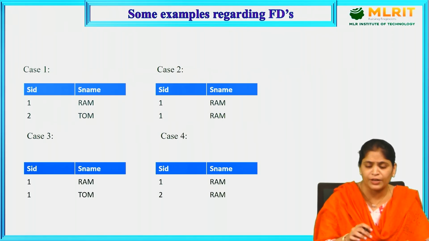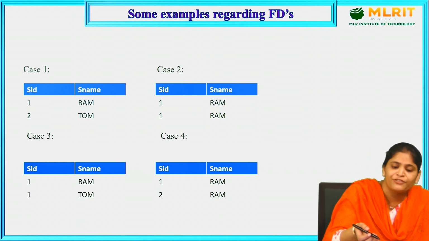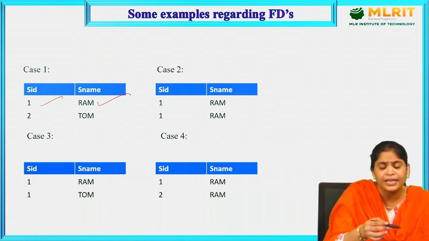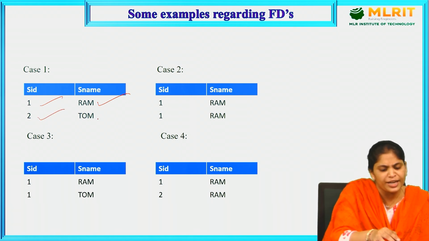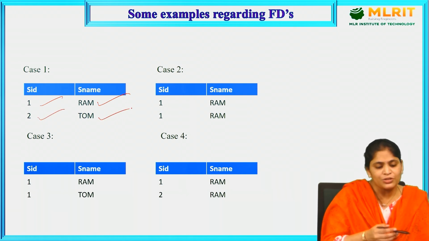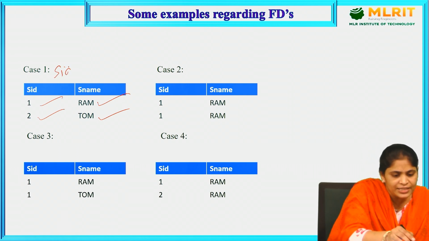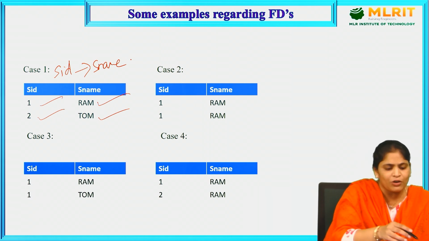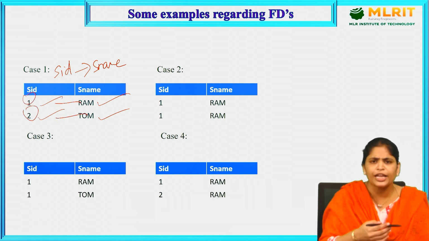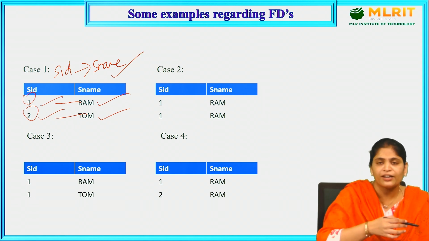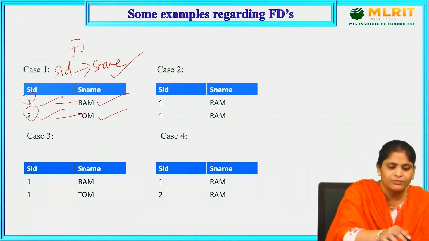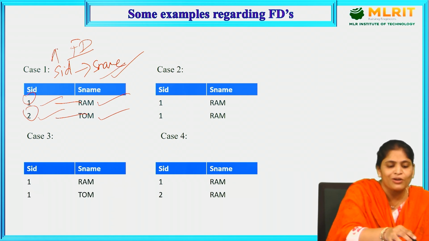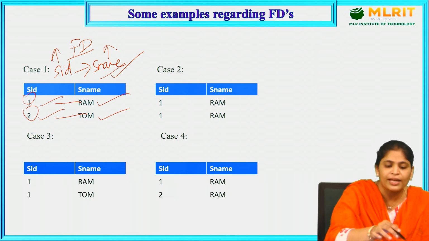Let us discuss this with some examples. Let us take different cases. Here SID is 1 and the name is Ram, and SID is 2 and the name is Tom. So I can say that SID derives SName uniquely, because for two different IDs we have two different names. We can write this as an FD: SID derives SName uniquely. The left side is called the determinant and the right side is the dependent.